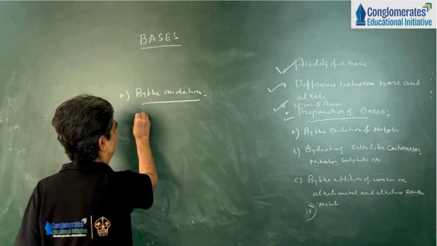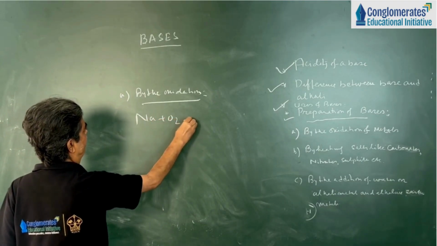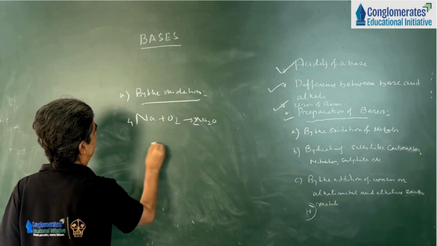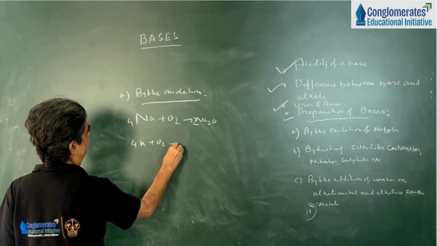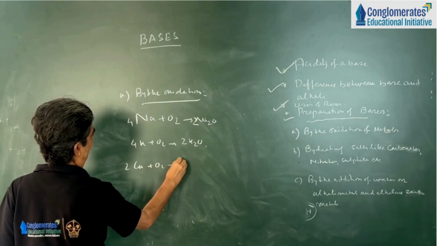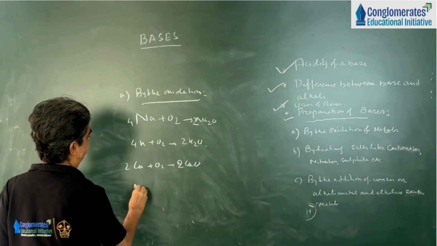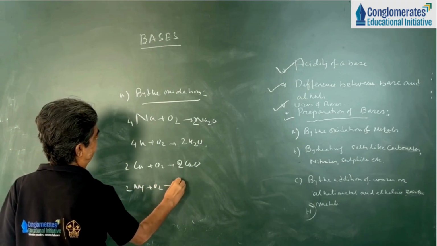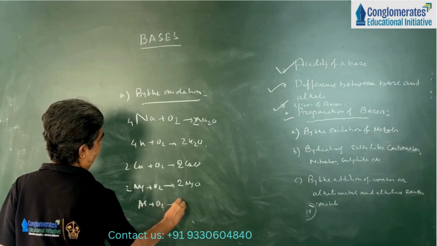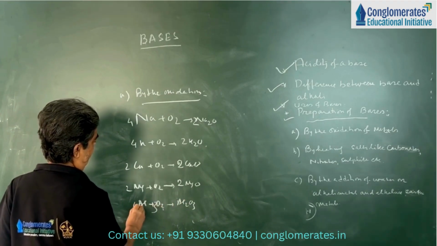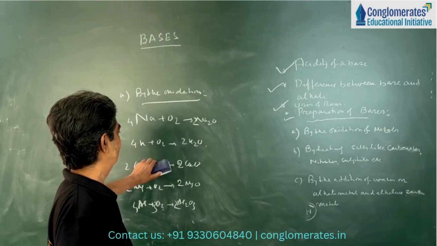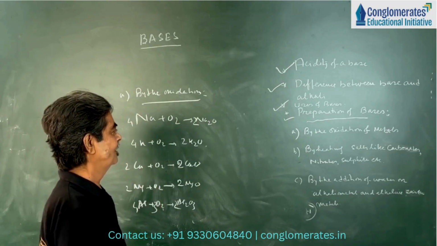Example, I am giving a few examples. 4Na plus O2 gives 2Na2O, 4K plus O2 gives 2K2O, 2Ca plus O2 gives 2CaO, 2Mg plus O2 gives 2MgO, 4Al plus 3O2 gives 2Al2O3, etc. So by the oxidation of metals, by the oxidation means when they combine with oxygen, the respective metal oxides are formed. They are called bases. So this is the first method.